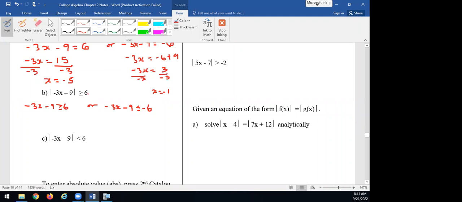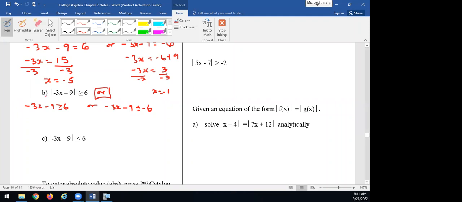And for greater than, we use or. We always use or. Don't forget that. When it's greater than or equal to, we use or. Do not forget that. How we're saying that it can be this or it can be this.